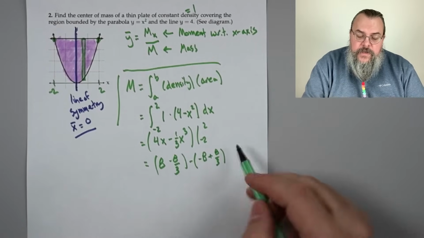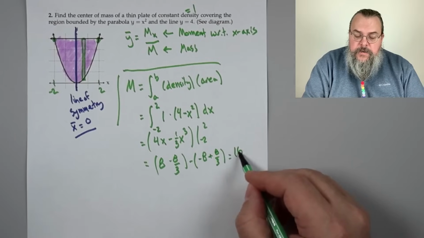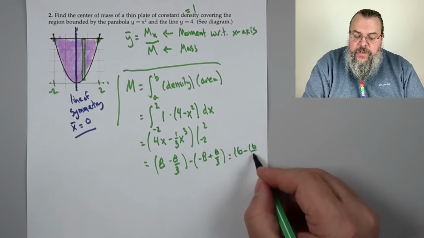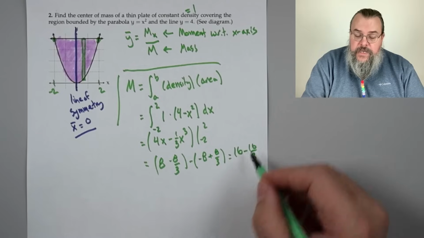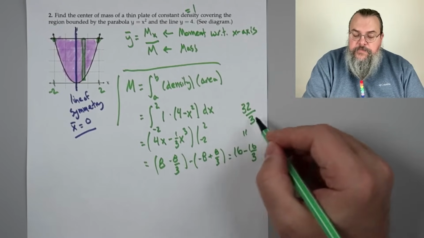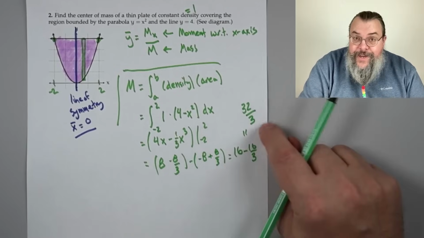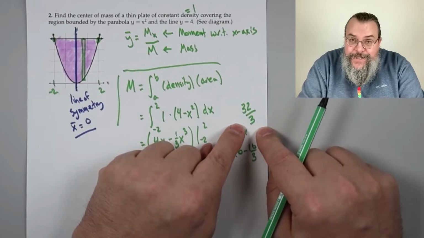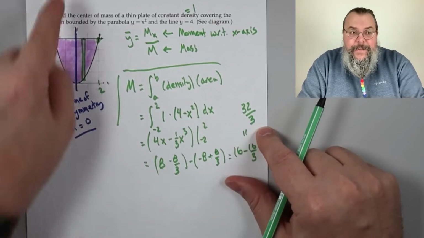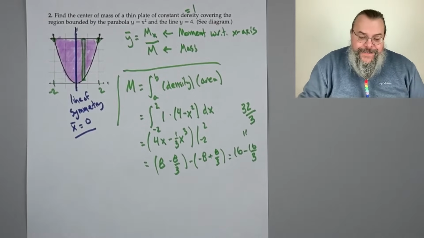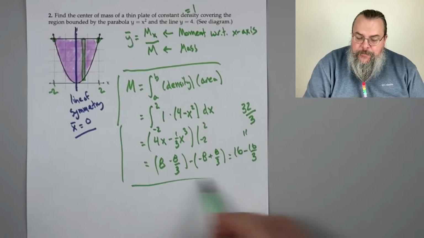Okay, so this is the same as 16, 8 plus 8. Subtract 16 over 3. 48 over 3. Subtract 16 over 3 gives us 32 over 3. Now, this is not our answer. That's just the part that goes there, which is good, because that's like 10. That would say our center mass is off the screen, which would be wrong. All right, so there's our m. We'll need that later.